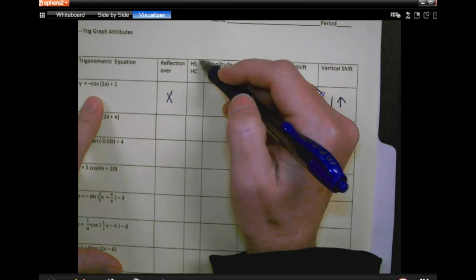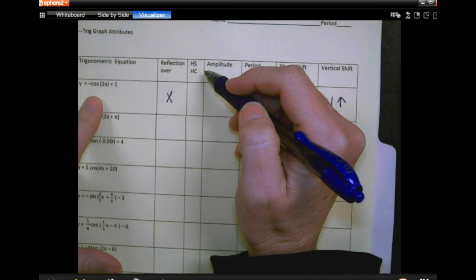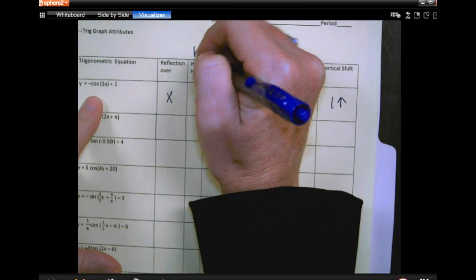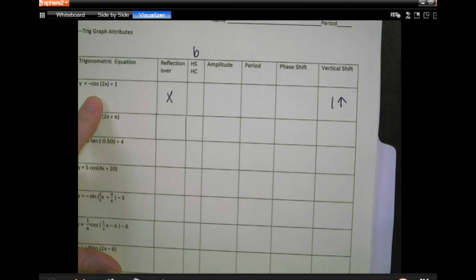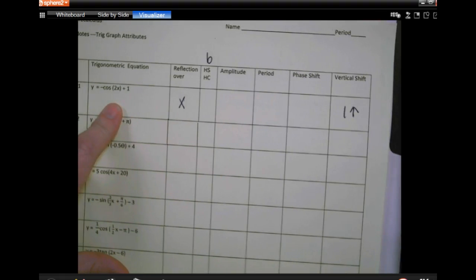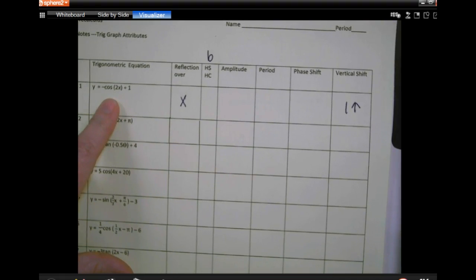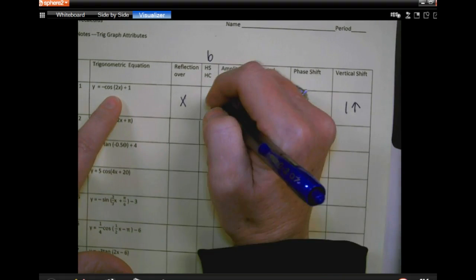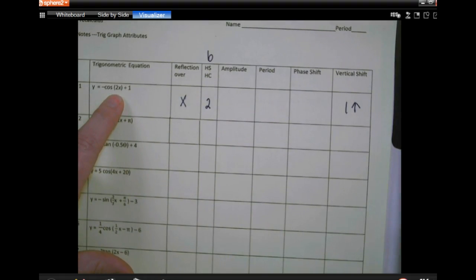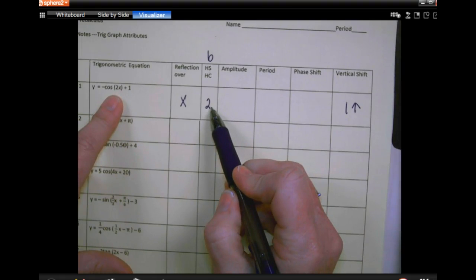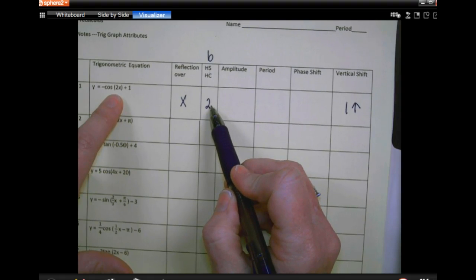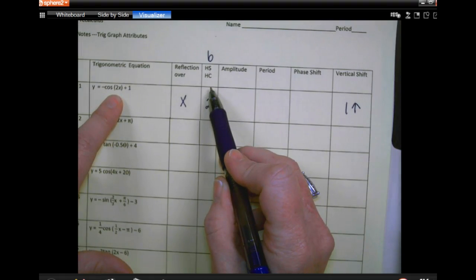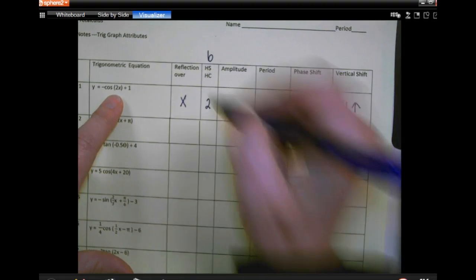Okay, so this column where it says horizontal stretch or horizontal compression, this is your B. That's the letter B from your equation. So what is the letter B this time? 2, right? So is 2 a horizontal stretch or horizontal compression? And so this is what I want you to remember. It's with the x. So x is a liar, right? So 2 is normally a stretch, so it's the opposite, so this is a horizontal compression. Okay? So this will be HC.